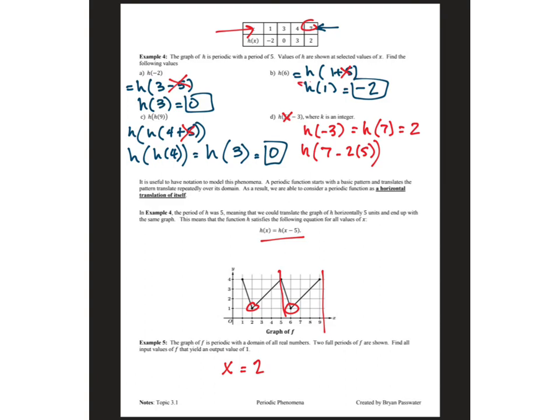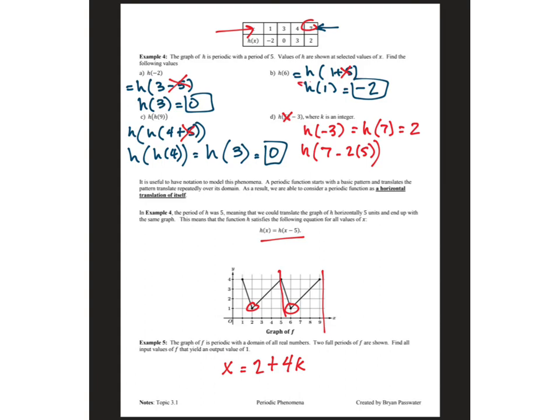So the x values are going to repeat. It's going to be starting at 2 plus 4 times the number k, the integer. That's how they write it. 2 plus 4 times the integer. So every output of 1 occurs at 2 plus 4k.